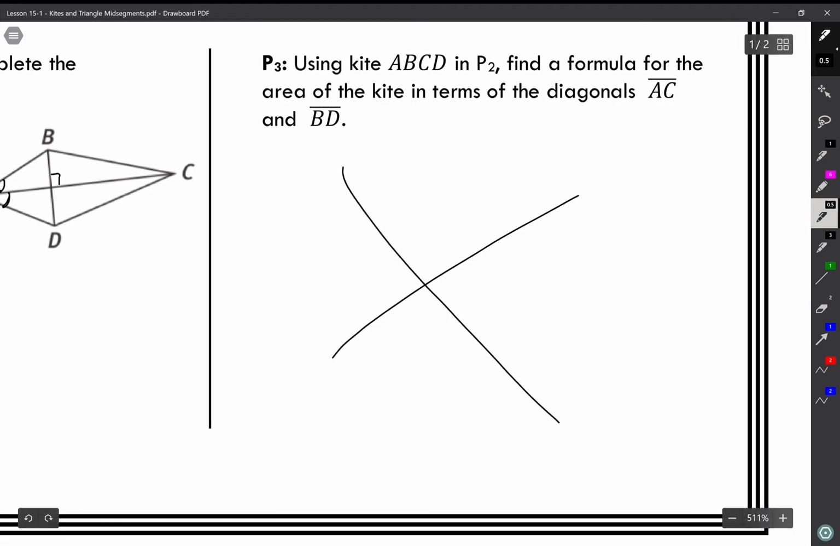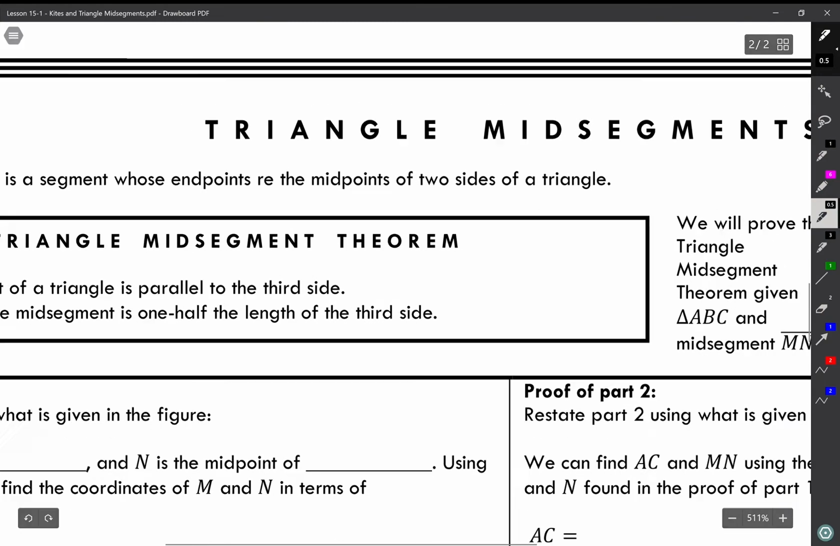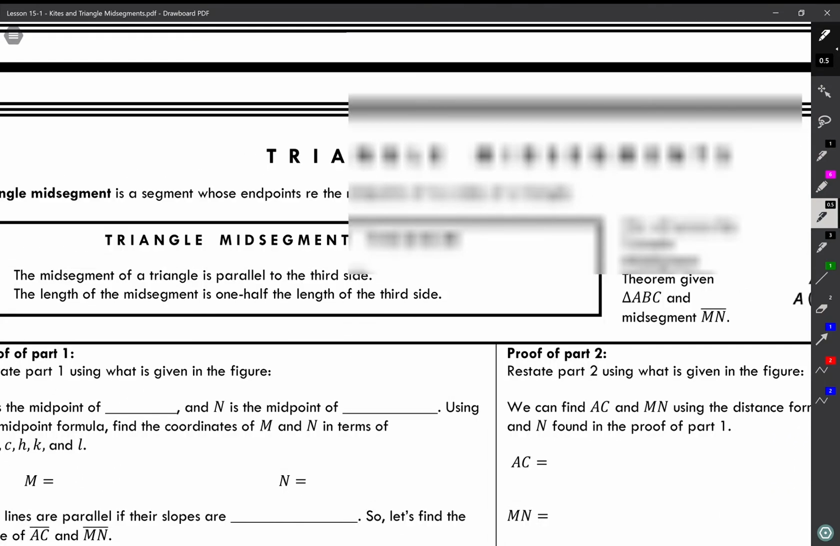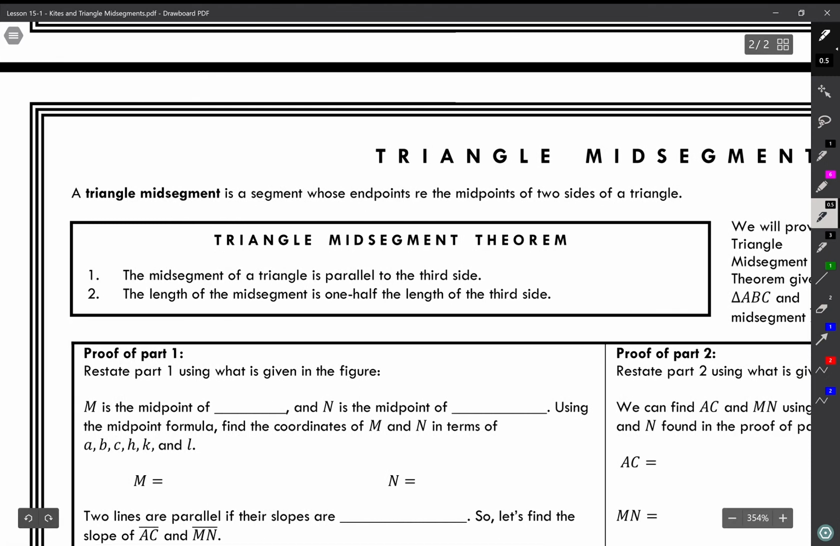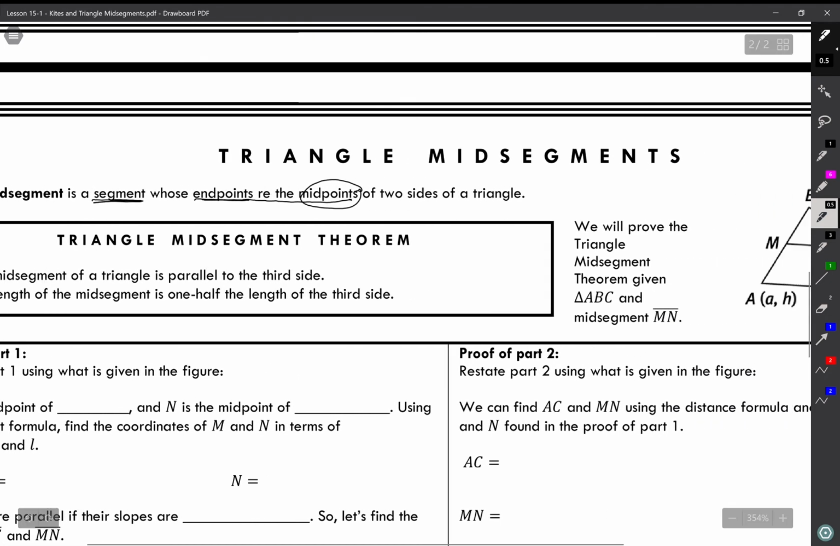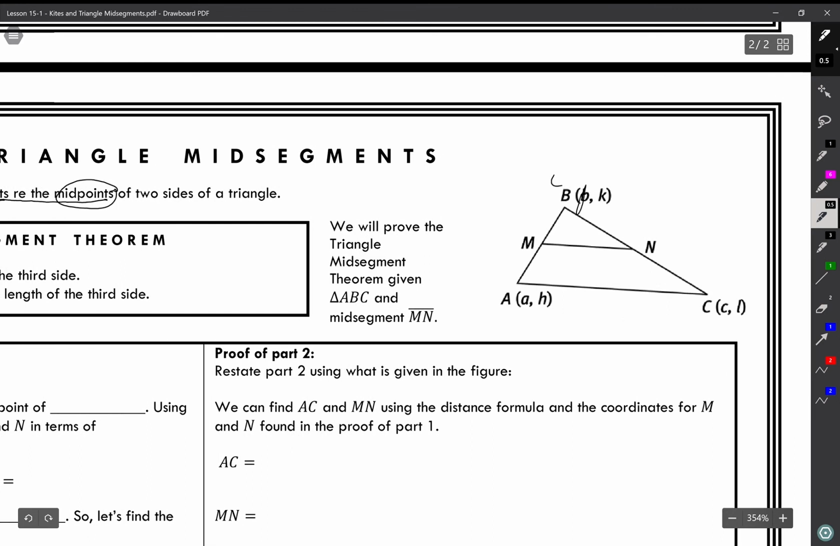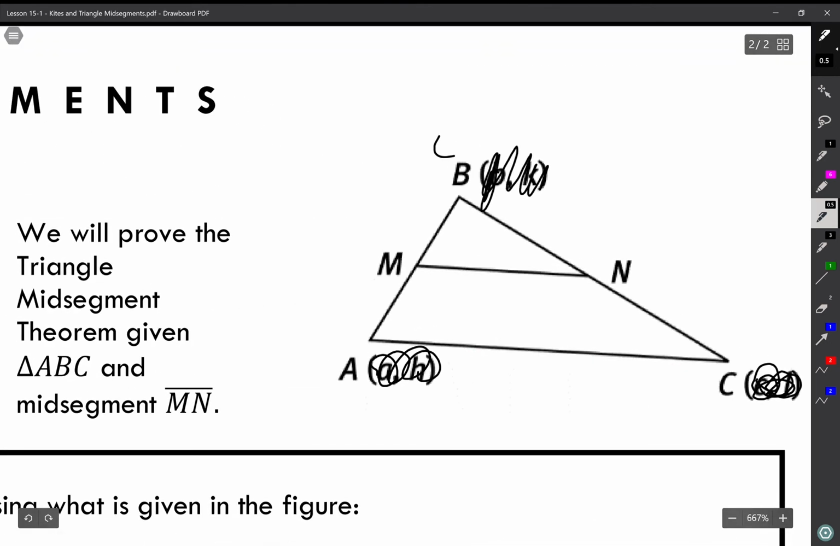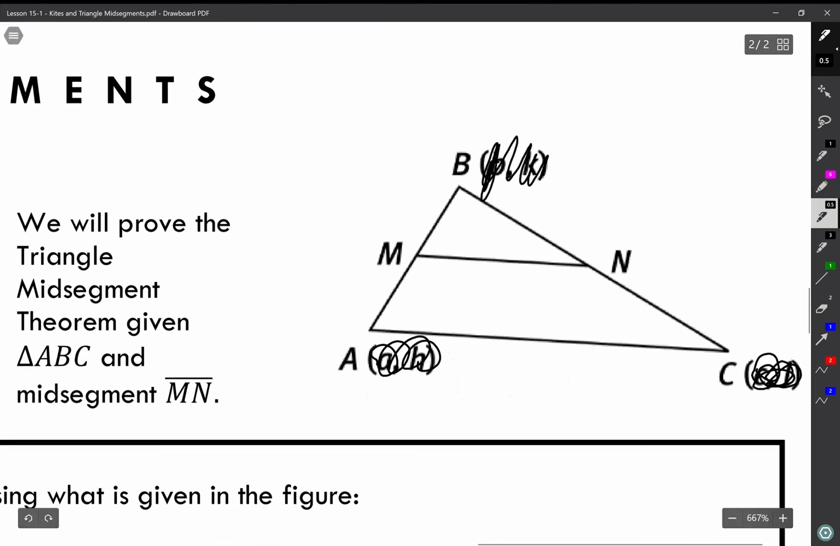We're going to skip number 3 and move on. Triangle midsegments, okay? So we're going back to doing some stuff with triangles. A triangle midsegment is a segment whose endpoints are the midpoints of two sides of a triangle. So if we look over here, we can scratch out these coordinates because we're not going to need them. I just want to know this is triangle A, B, and C. So MN is going to be a midsegment.